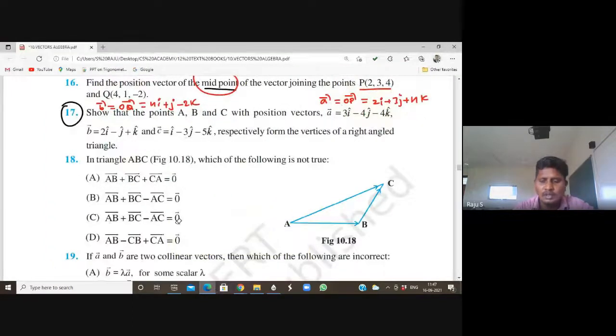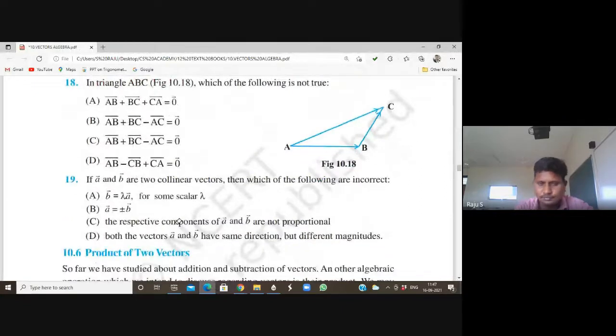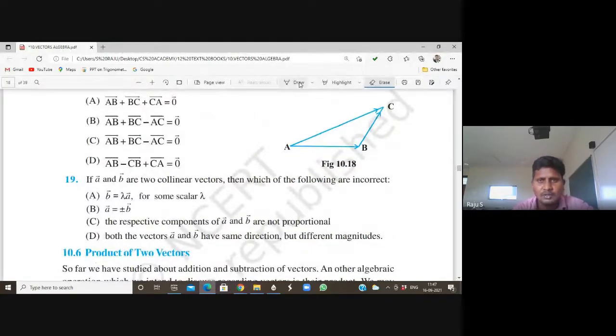Now, coming to question number 19. A and B are two collinear vectors, then which of the following is incorrect? First, let us see 19, then we'll go for 18. So, B is equal to lambda A, collinear vector. This is the definition of collinear vector. This is true. They are asking incorrect. Here, A is equal to plus or minus B.